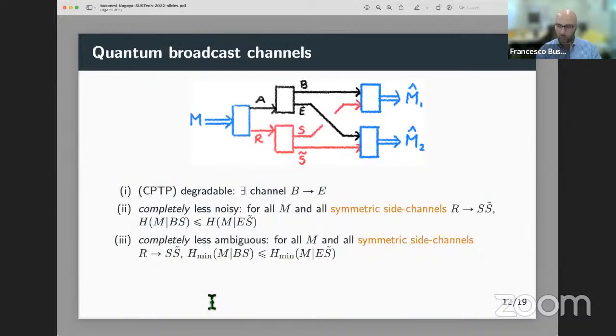You can do the same with quantum broadcast channels. So now, again, look at the black thing. The black thing is the given resource. So I give you now a quantum broadcast channel, which is a channel with one input A and two outputs.